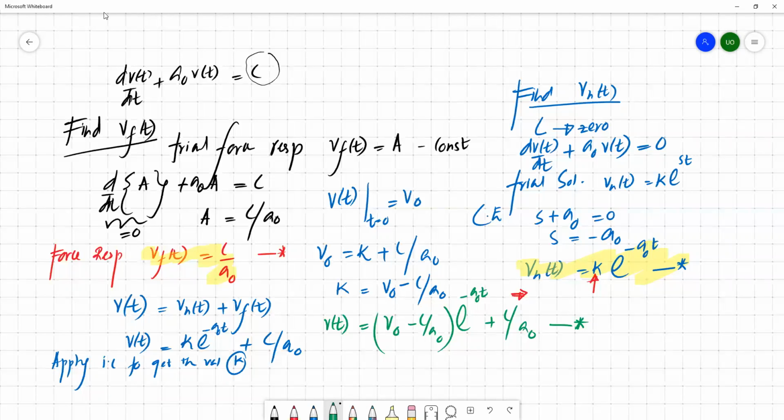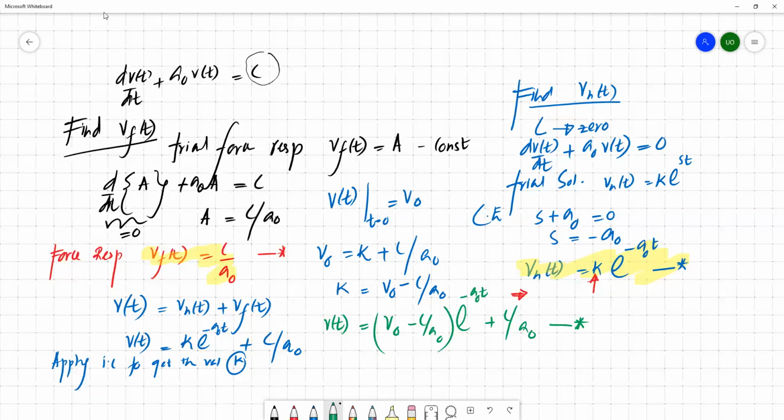If you have an initial condition of the circuit, then definitely you have a natural response as well. So how do you find the force response? If the right hand side of the differential equation is a constant, you propose a trial solution as again another constant. Then substitute that into the original differential equation and find the constant value of this.